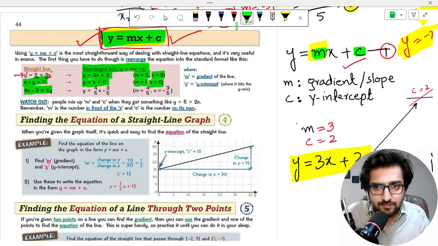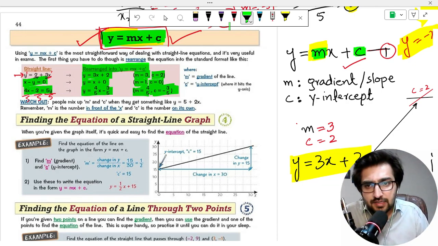Now for the third one, I want to convert that into a standard form. So I need to remove that 5 from here. In order to do that, I will divide the whole equation by 5. So it will become like that. Now you can see m is equal to 4 by 5, which is written with x, and c is equal to minus 3 by 5.